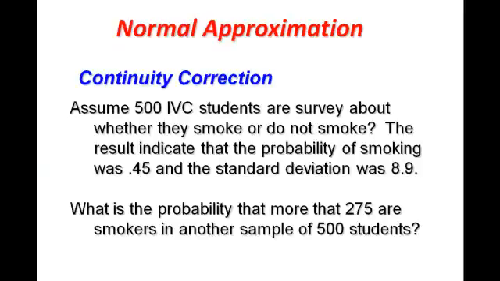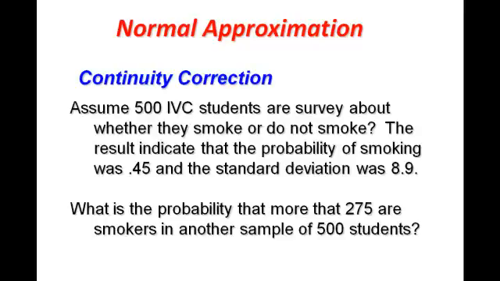So here's an example of a continuity correction problem that's required. It says, assume 500 IVC students are surveyed about whether or not they smoke. The results indicate that the probability of smoking was 0.45, and the standard deviation was 8.9. Well, the probability of smoking was 0.45, so how many students smoked out of 500? If you take 500 times 0.45, you're going to get 225 students.